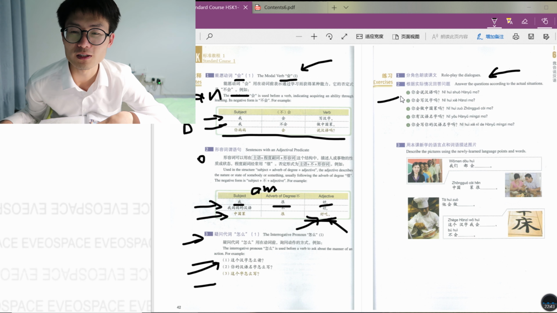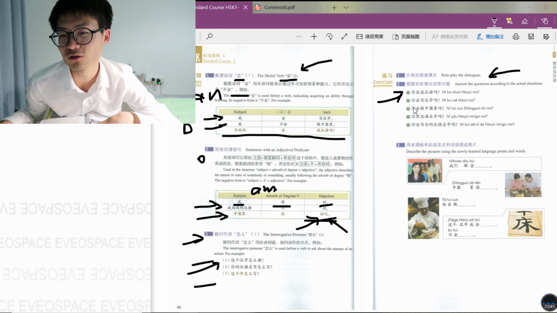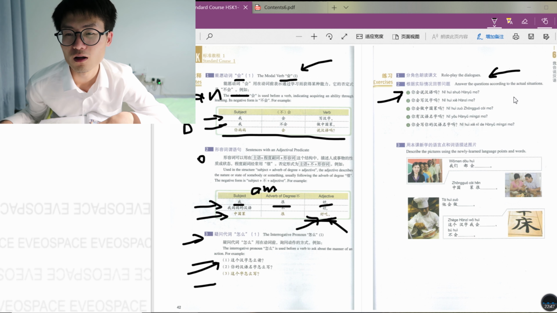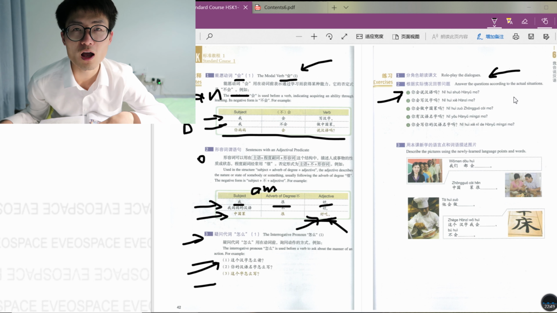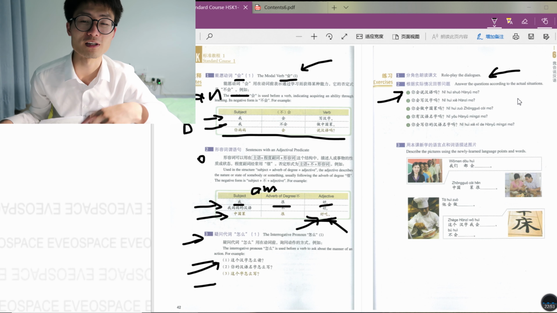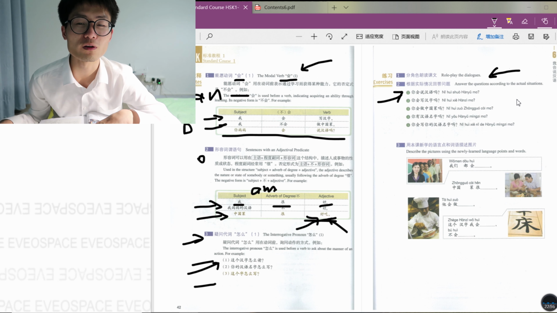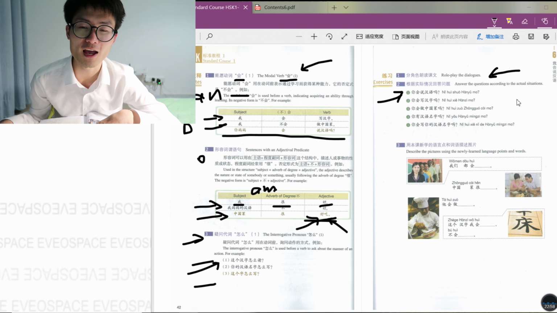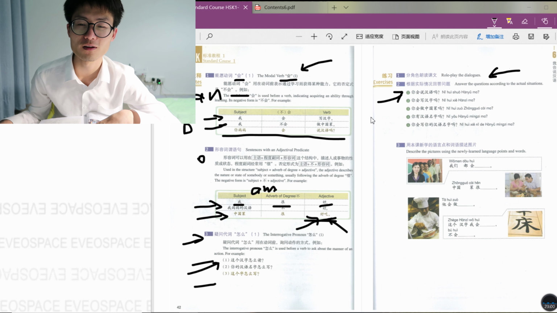And then we can answer these questions here. 你会说汉语吗? You would definitely say 我会说汉语. I can speak Chinese.